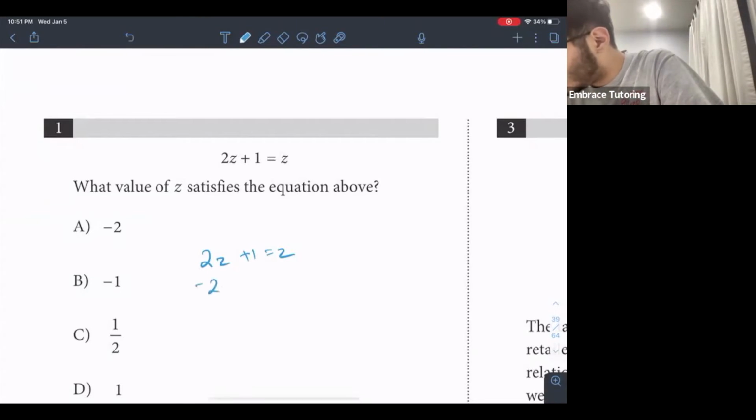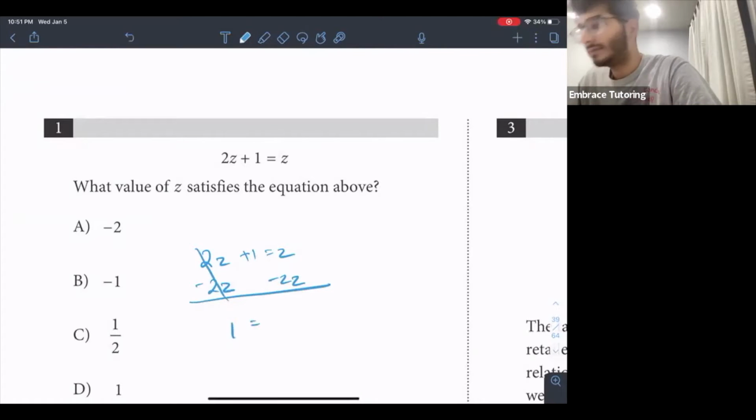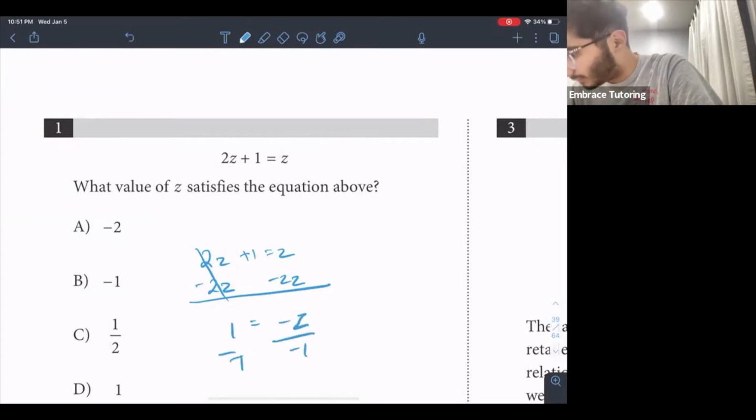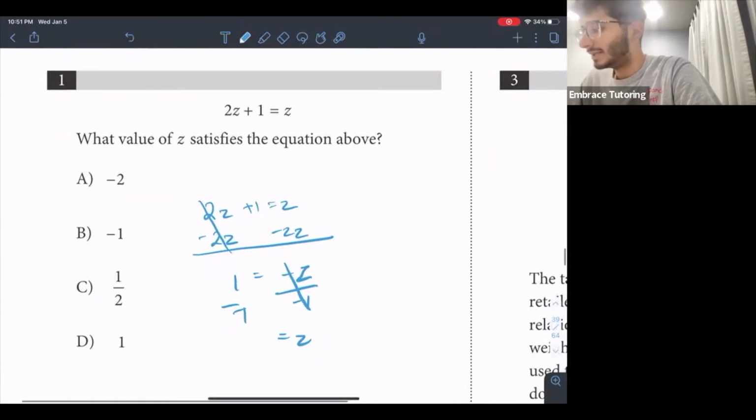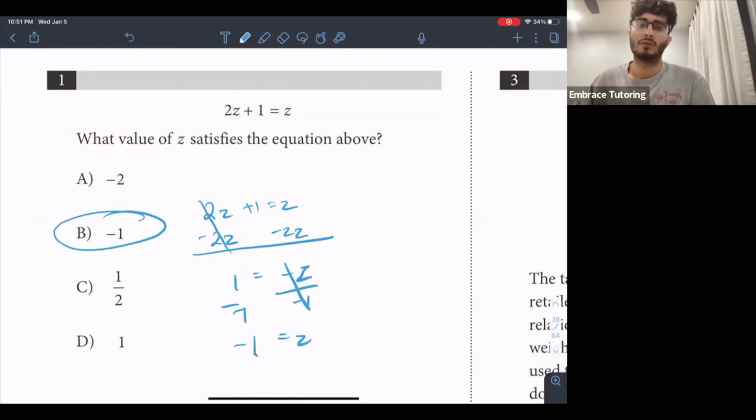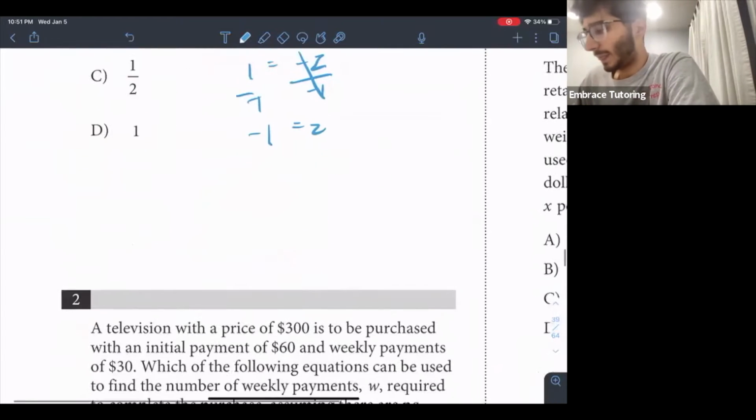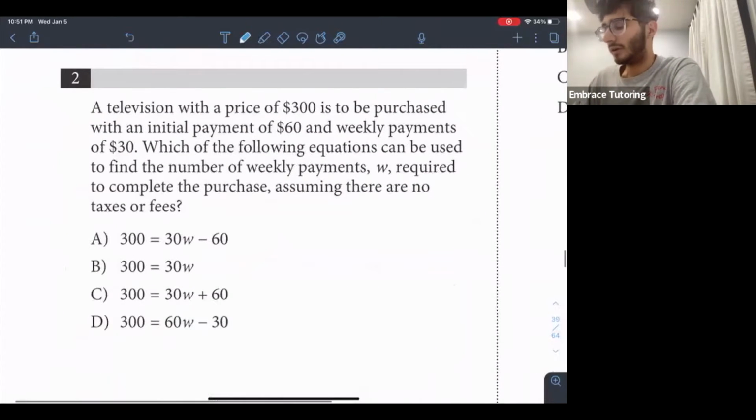Then I can subtract the 2z on both sides to get 1 by itself, and then z minus 2z gives you negative z. Then you can divide by negative 1 to get z by itself, and you get z equals -1. That is your answer for question 1, choice B. A simple question starting it off.